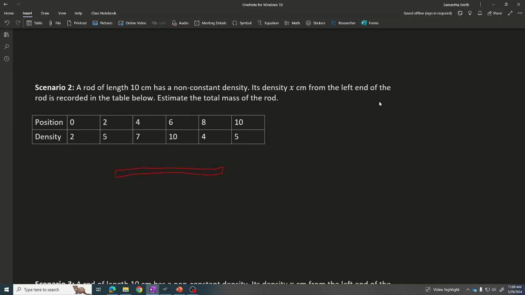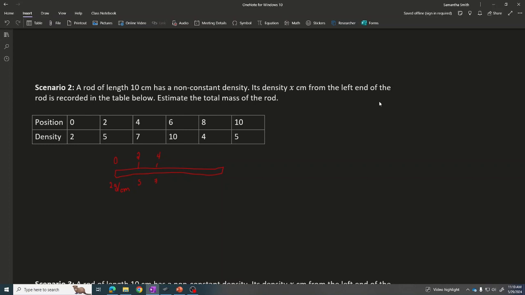If the rod looks like this, then they record the density of the rod 0 centimeters from the left. The density is recorded as 2 grams per centimeter. Then, 2 centimeters from the left side, the density is recorded as 5. Then 4 centimeters from the left side, the density is measured and recorded as 7, and so on and so forth. If you had a rod that looked like this and behaved like this, then the question is, how would you get a decent estimate of the total mass of the rod in this case?